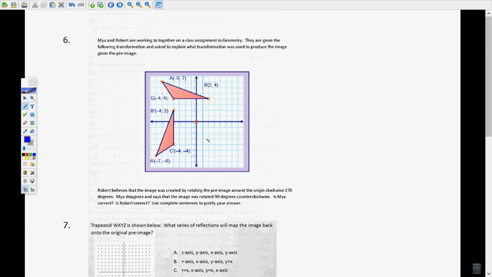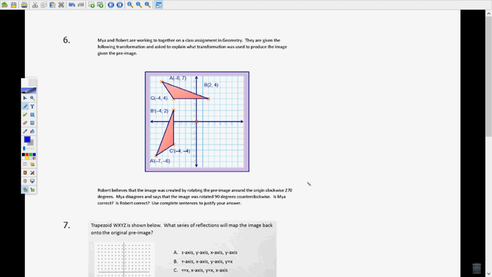Page 2. Maya and Robert are working together on a class assignment in geometry. They are given the following transformations and asked to explain what transformation was used to produce the image given, the pre-image. Robert believes that the image was created by rotating the pre-image around the origin clockwise 270 degrees. Maya disagrees and says that the image was rotated 90 degrees counterclockwise. Is Maya correct? Is Robert correct? Use complete sentences to justify your answer.